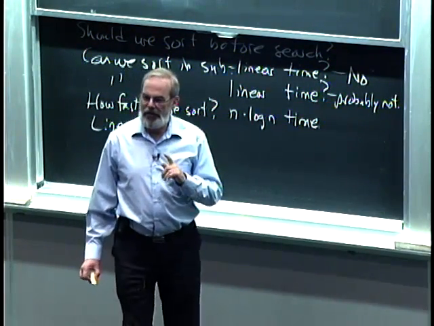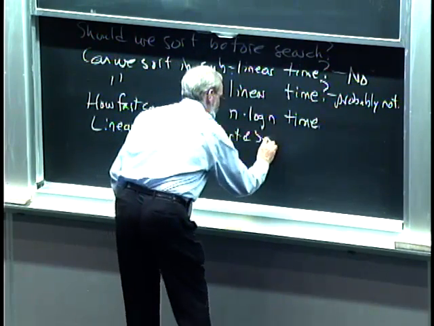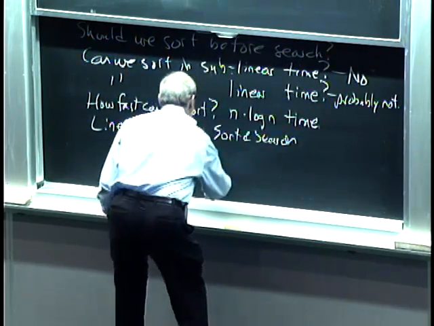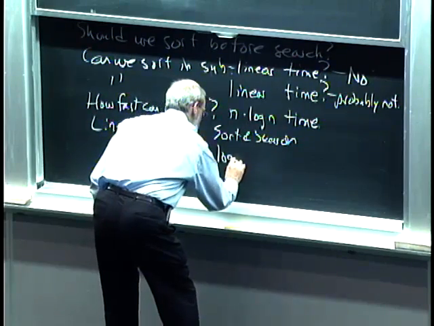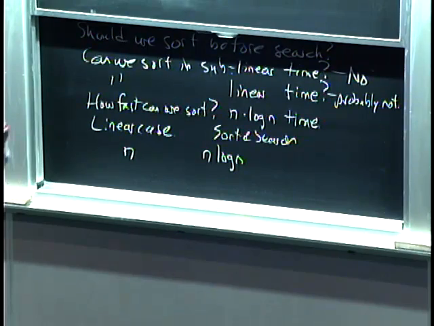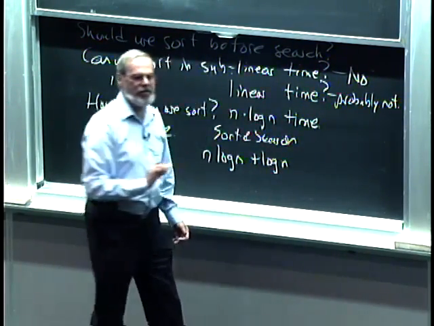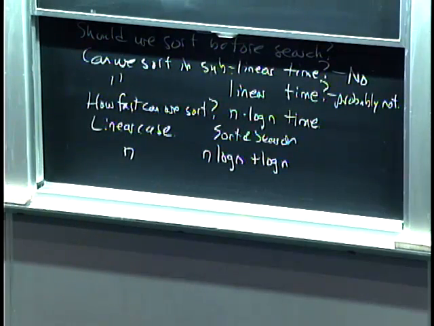On the other hand, if I want to sort it first, if I want to do sort and search, I want to sort it. It's going to take n log n time to sort it. And having done that, then I can search it in log n time. So which one's better?